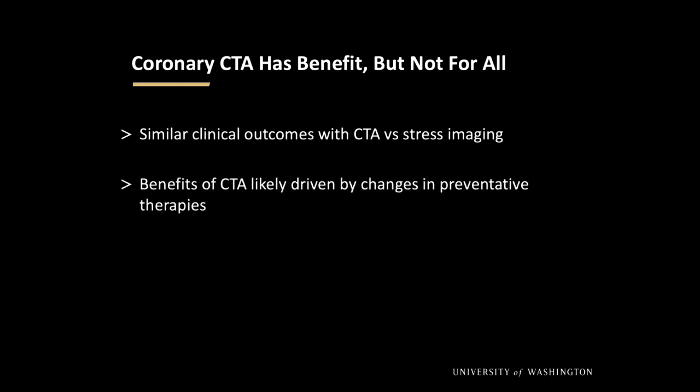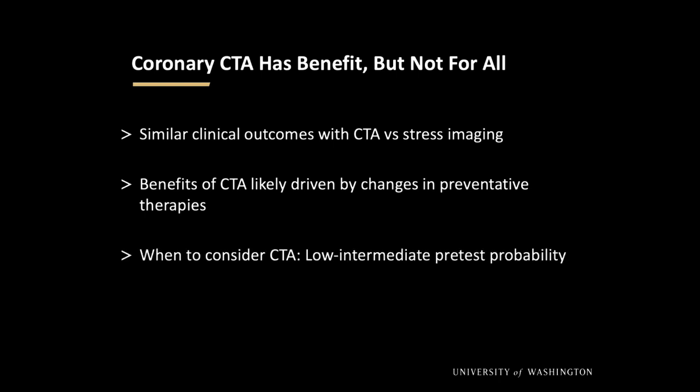So when you summarize, my takeaway from the data is that coronary CTA has benefit, but not for all. If you look at PROMISE, I think PROMISE is the one trial that probably applies to us the most in terms of directly comparing CTA to a functional stress test. And we saw that they had similar clinical outcomes, although they did have increased rates of going to cath. So I think that is something we need to work on with CTA, but if you just look at clinical outcomes, they were similar. I think if there are benefits to CTA, they're probably driven by increased preventative therapy, by identifying non-obstructive disease. And we saw that in SCOT-HEART.